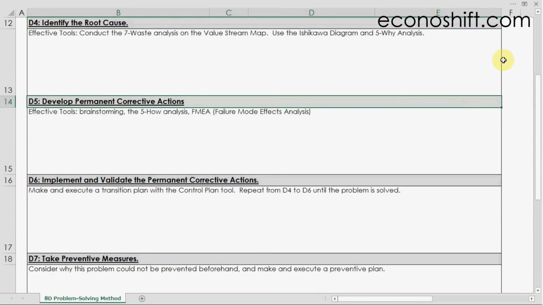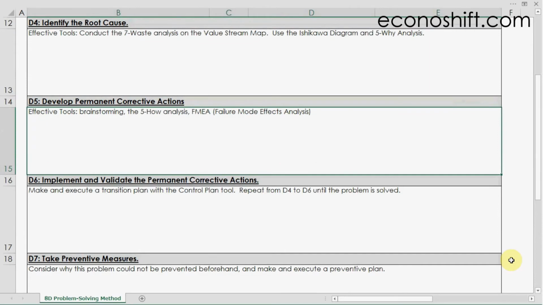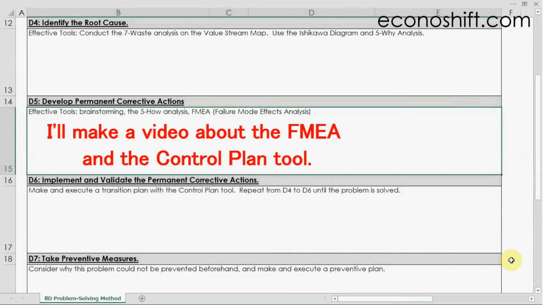D5. Develop permanent corrective actions. Since you've found the root cause, solutions will come up naturally. Write them here. Effective tools in this step are brainstorming, the 5-how analysis, FMEA, failure mode effect analysis, and so on. In the near future, I'll make a video about the FMEA and the control plan tool.